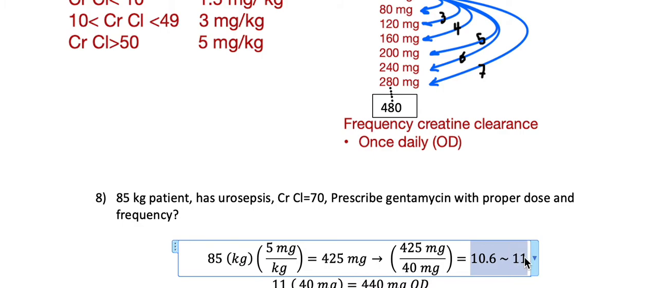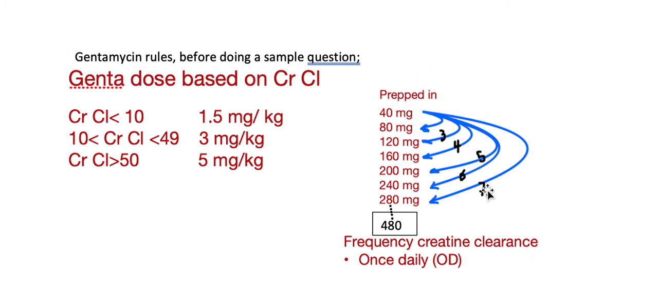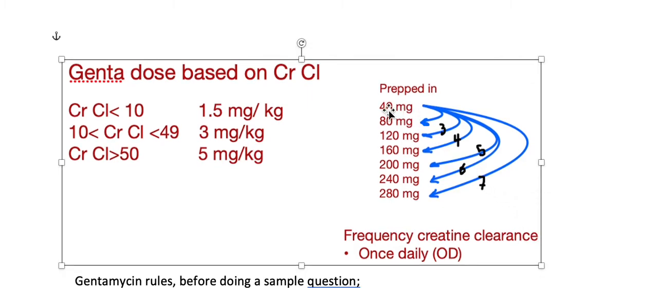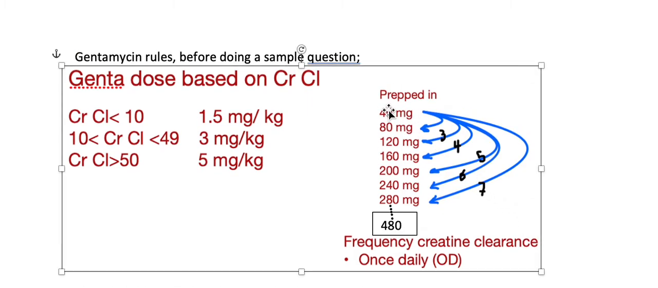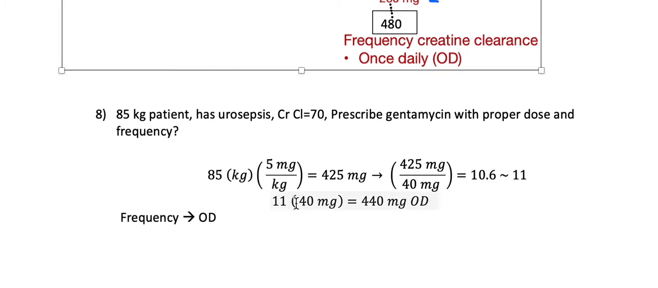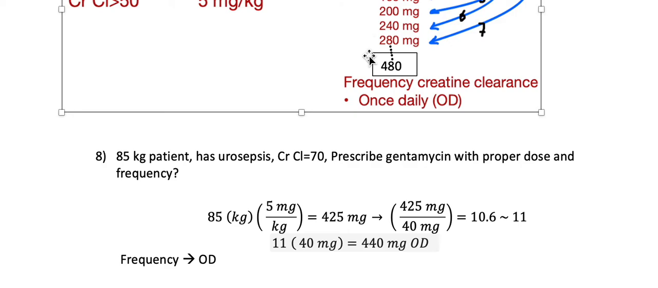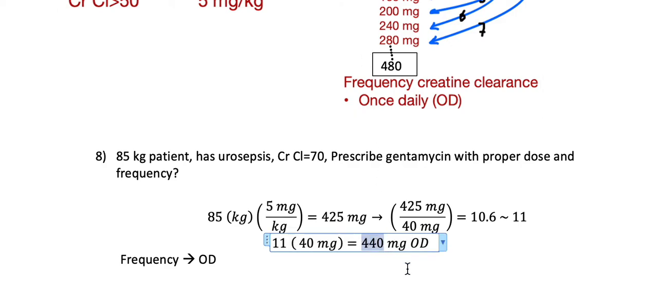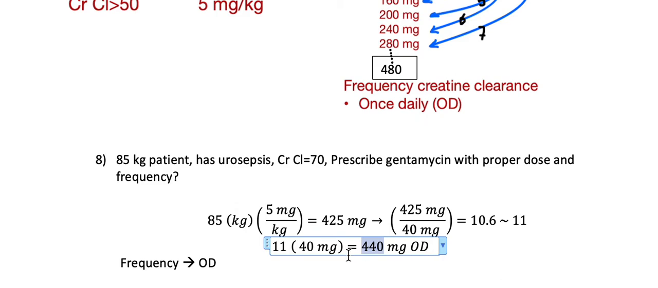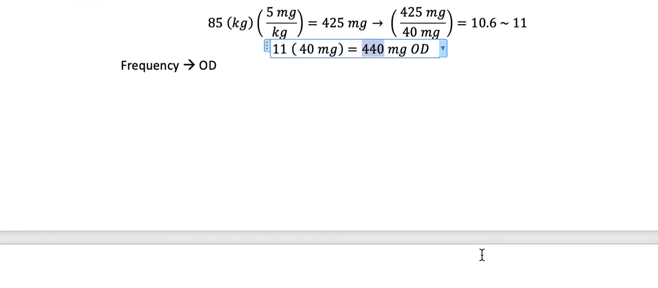Rounded up, it means 11. So that means this is 7, 8, 9, 10, 11. If you multiply 11 by 40, you get 440. So from this ladder, where I didn't write the entire thing, you would have chosen 440 milligrams. And we said it's always once a day, or once daily, for gentamicin. And that's what you're going to write for your answer sheet, okay?